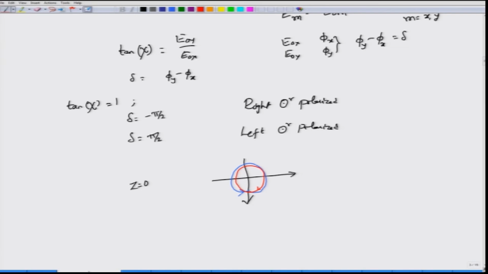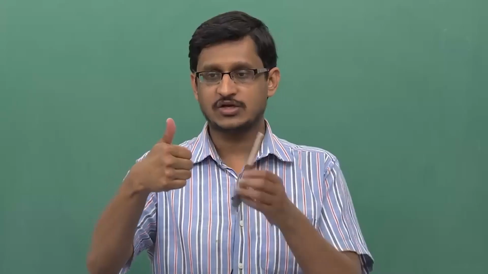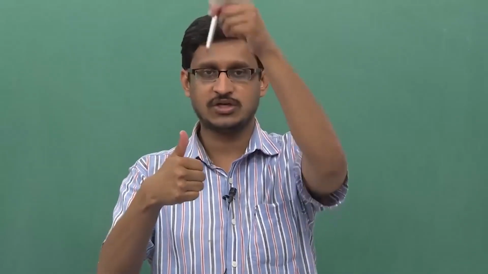The way that I remember is if I take your right hand and point the thumb along the direction of propagation, and you are curling from x to y in a clockwise direction, this is the right hand circularly polarized wave, and if you take the left hand and the thumb points in the direction of propagation and you are curling from y to x, this will correspond to the left circular polarized wave. Thank you.